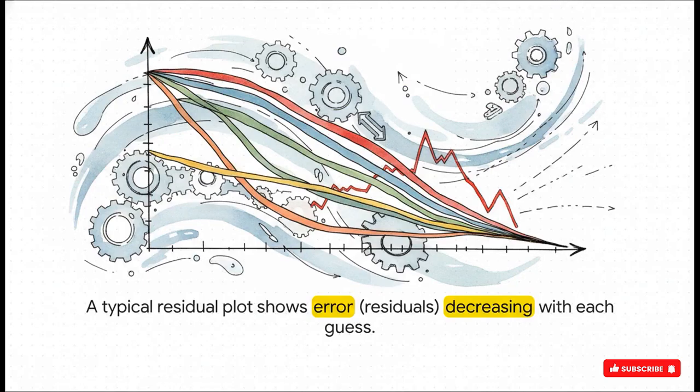And this plot right here, this is the money shot. This is what an engineer wants to see. Along the bottom, you have the number of iterations, so the number of guesses. And on the side, you have the error, the residual. Each of those colored lines is a different physics equation. And you see how they're all trending down and to the right? That is perfect. That means with every guess, our error is getting smaller. If those lines were flat or worse going up, yeah, that's a huge red flag that something is wrong.